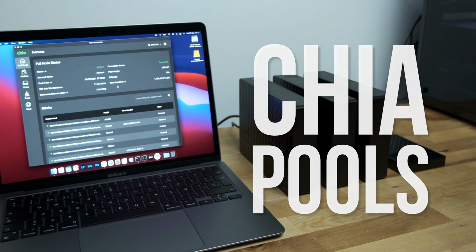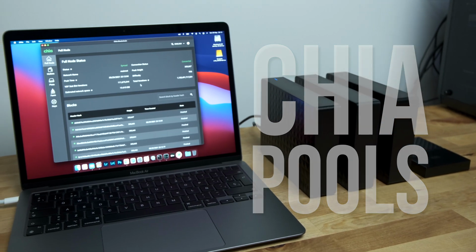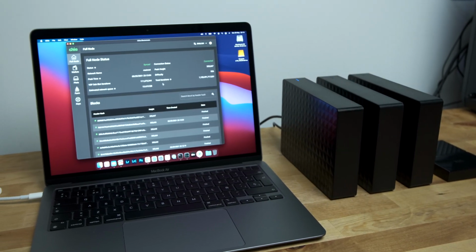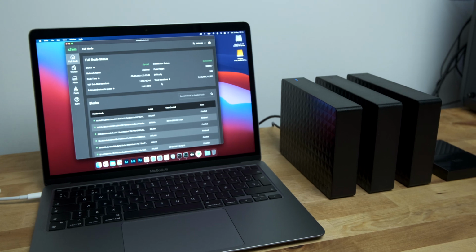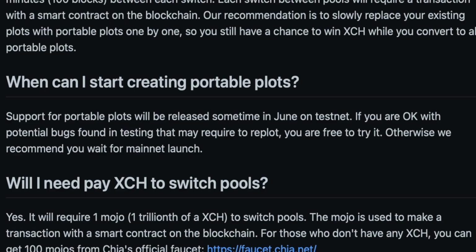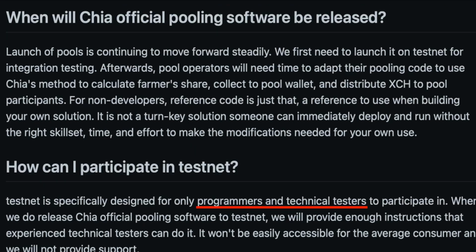First, it looks like the official support for Chia pools is going to be delayed again. Originally it was predicted to begin testing on the 17th of May, that was later pushed back to the end of May, and now according to a post in the GitHub FAQ, support for portable plots is going to be released for testing sometime in June with no specific date given. Bear in mind that this is just for it to be released on testnet for developers, not on mainnet for farmers to use and actually begin plotting.